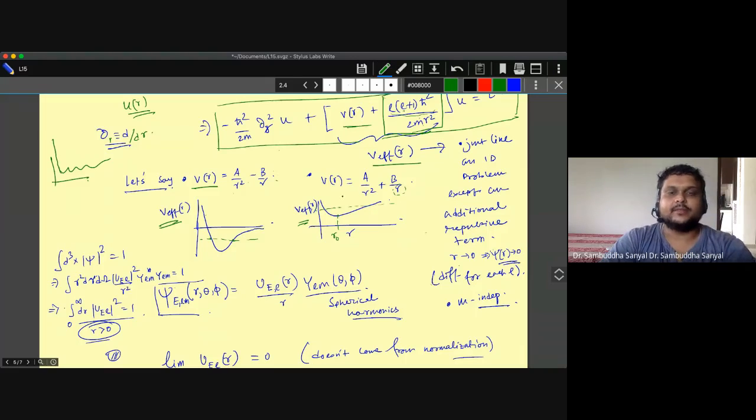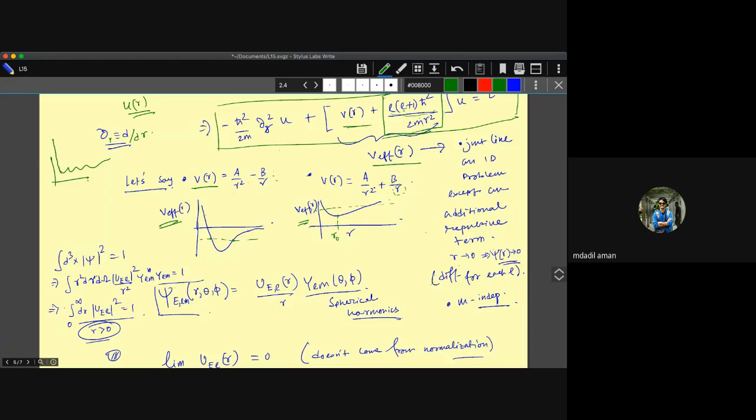I will plot it maybe. One of them will be asymptotic, another of them will be... Maybe at the end of the class, I can show you what I did.